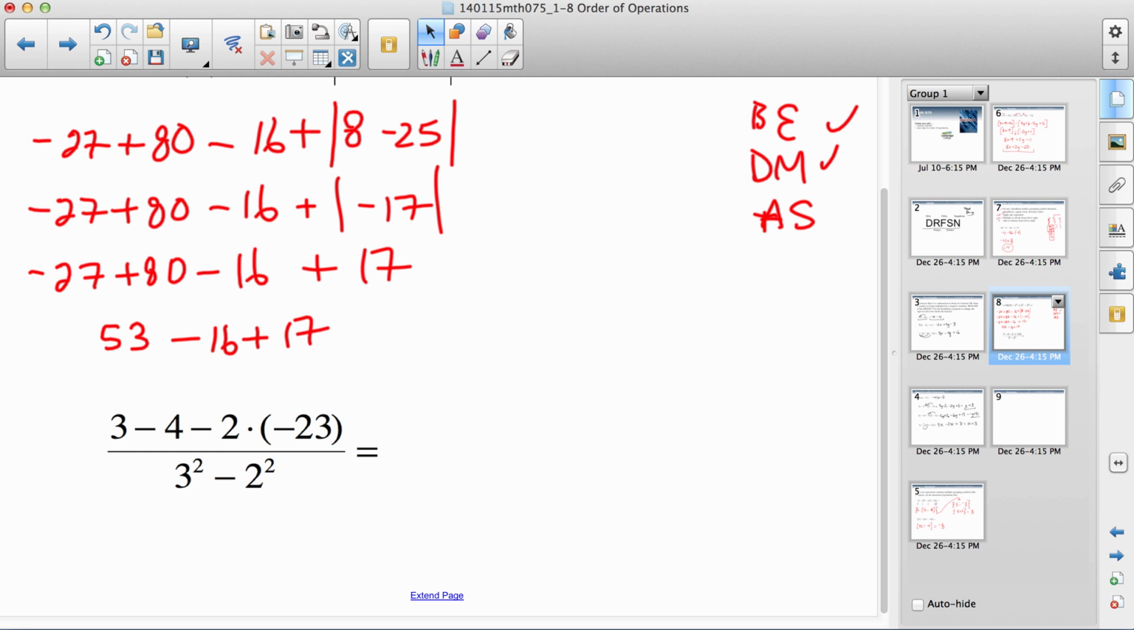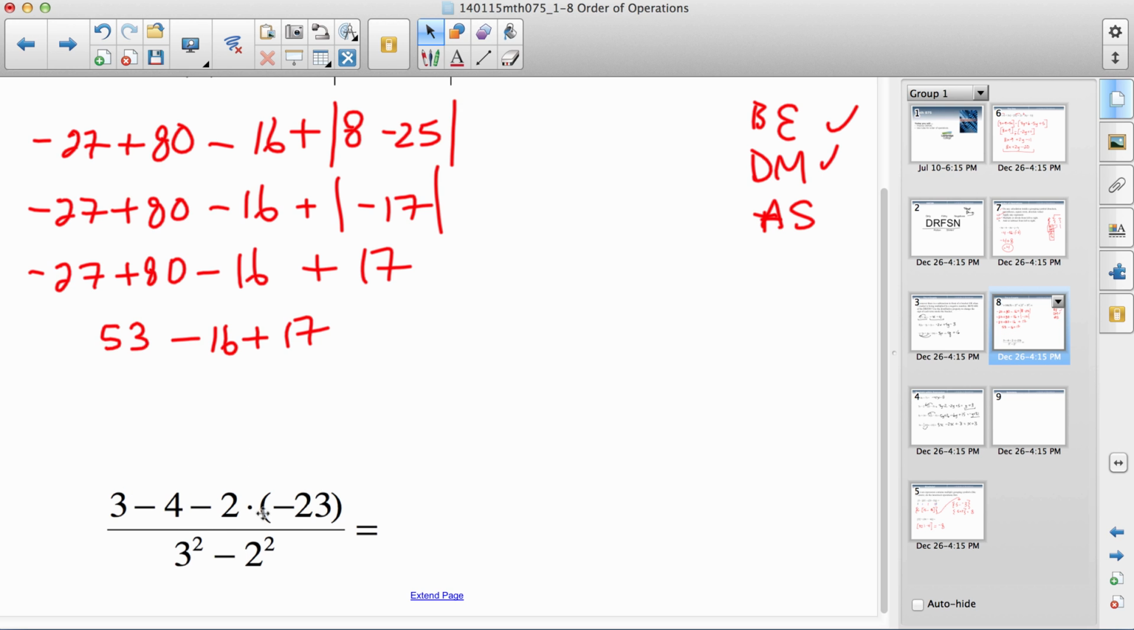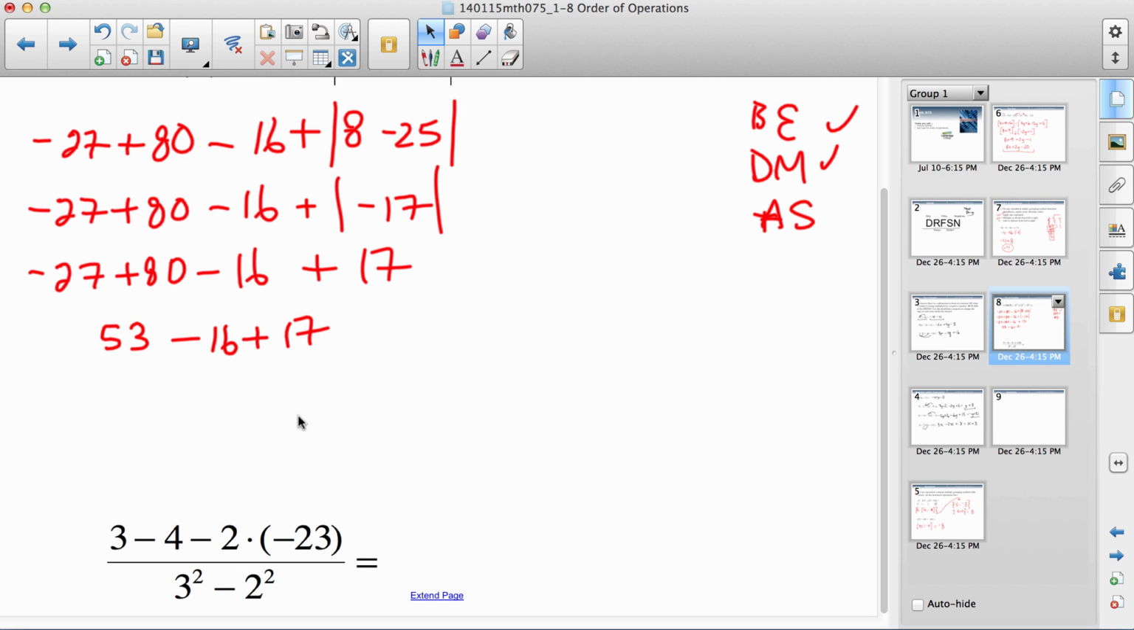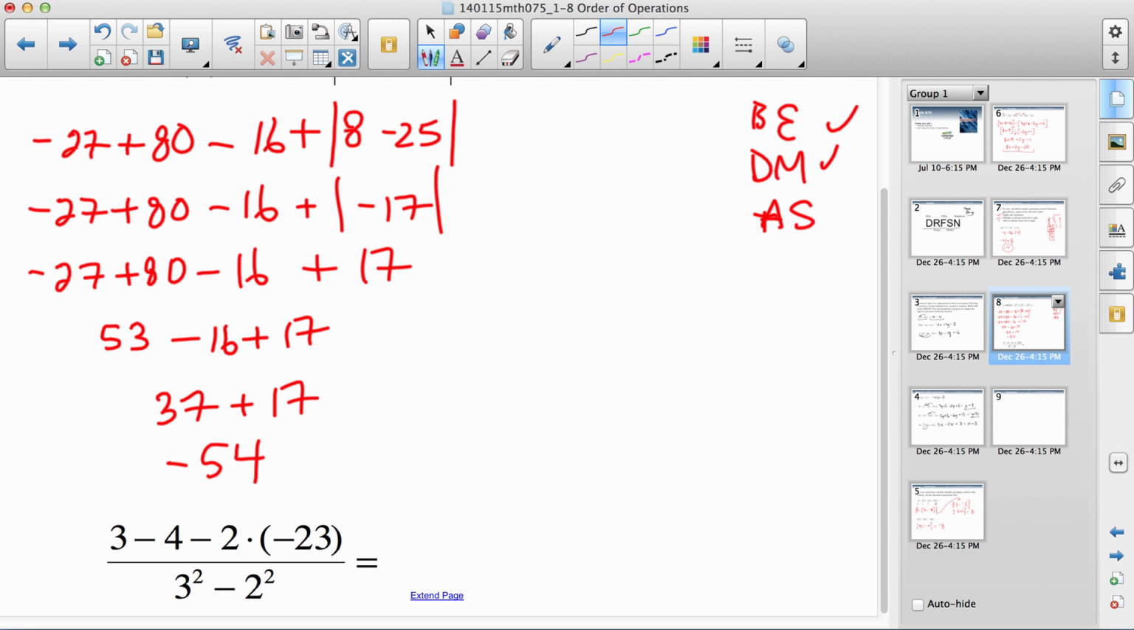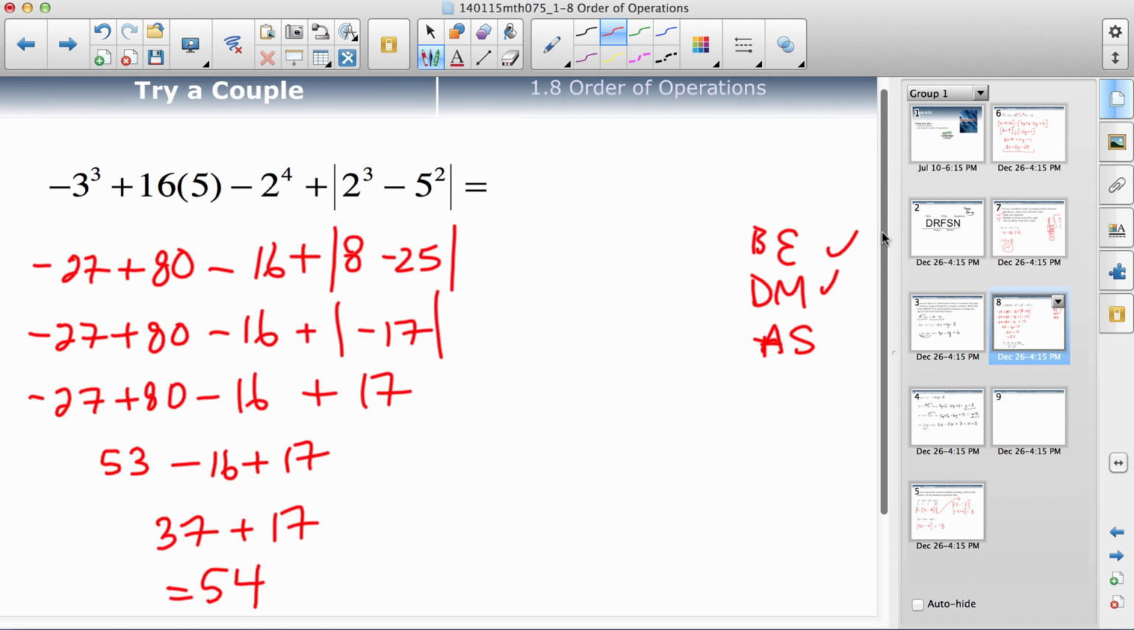Notice how I like to do things in one step. You can do multiple steps at a time as long as you always get them right. If you start mixing up or messing up, then slow down and do fewer steps in your head at a time. 53 take away 16. Oh, what would that be? 37, I think, plus 17. And then 37 plus 17 would be 54. So that would be my answer to that question there.